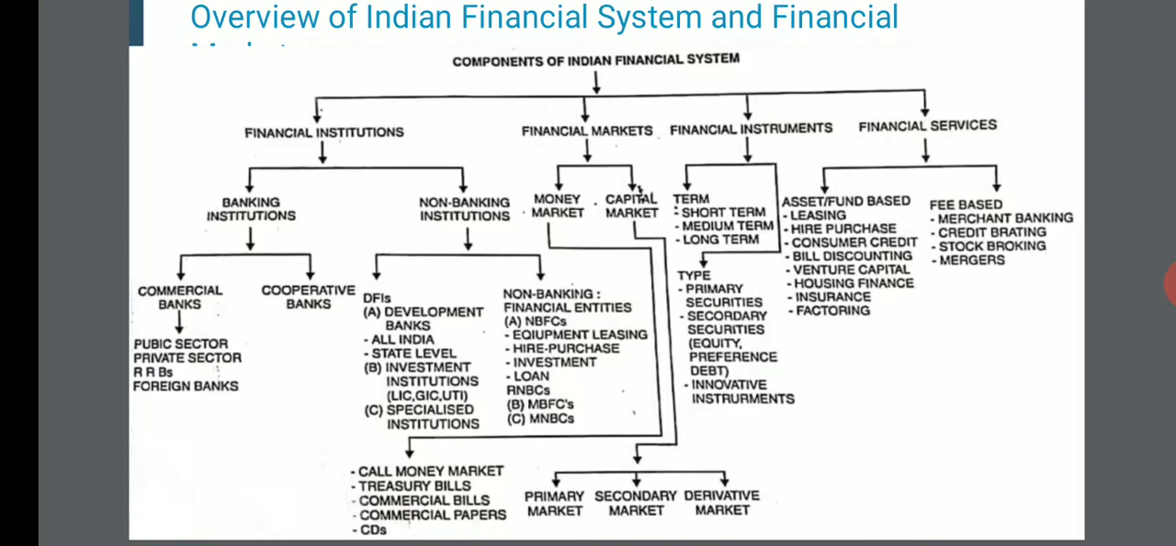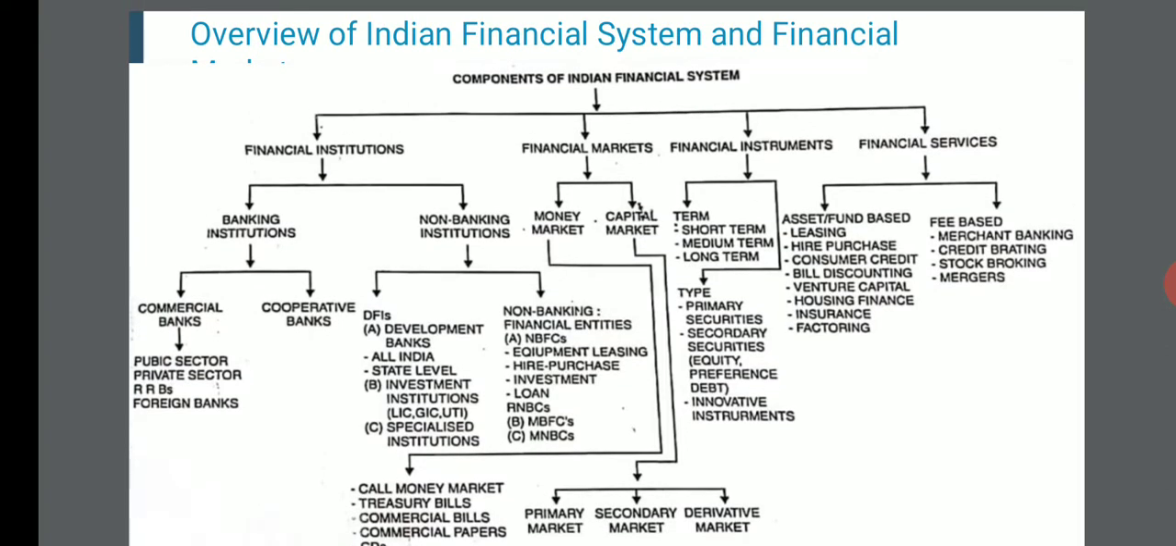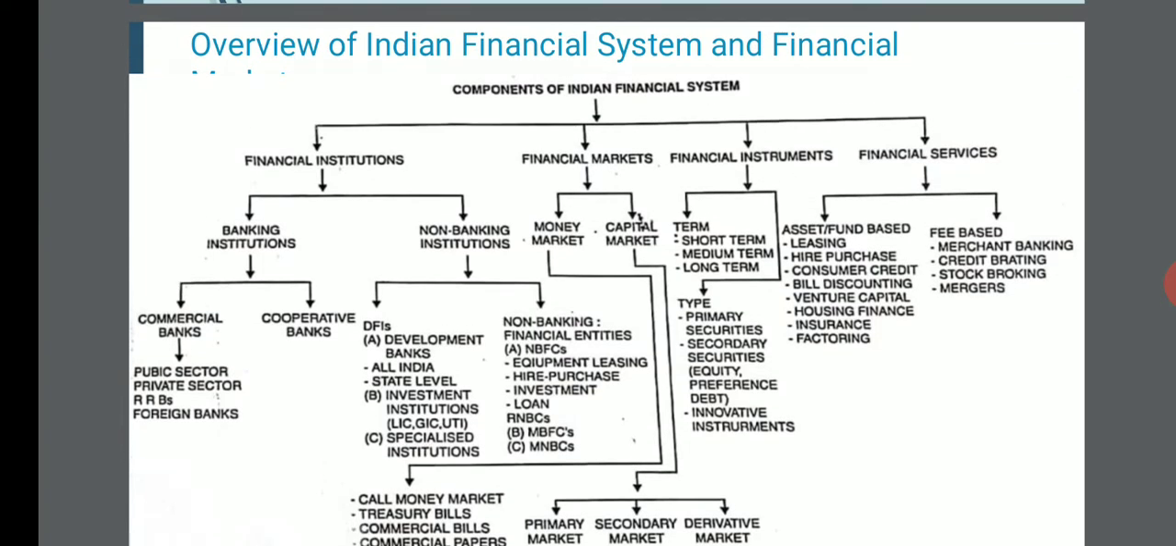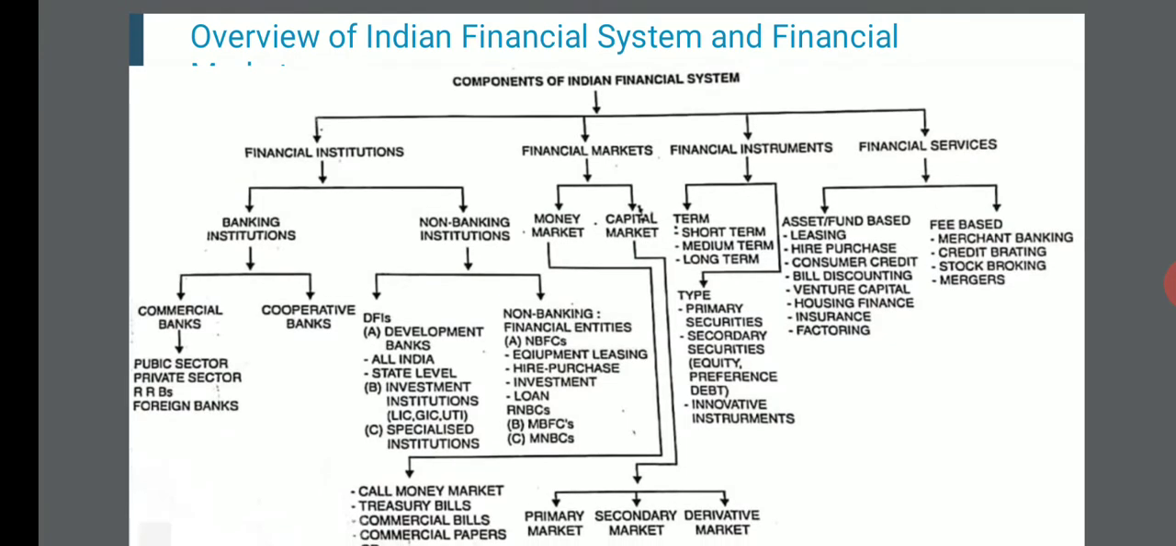If you look into financial instruments, they have been divided on the basis of two types. First is term: short term, medium term, and long term. Any instrument which is for less than 1 year is short term. From 1 year to 3 years it's medium term, and more than 3 years, if any instrument is there, then that is long term. And if you look into types: primary securities, secondary securities, equity, preference, debt, innovative instruments.